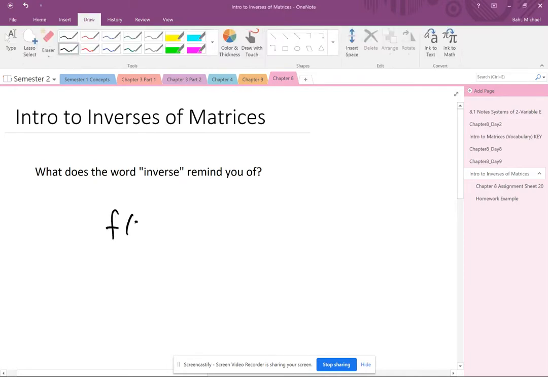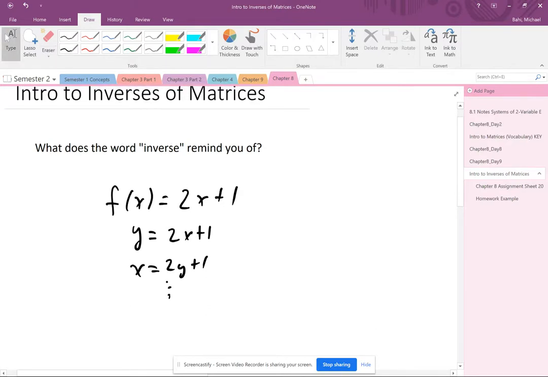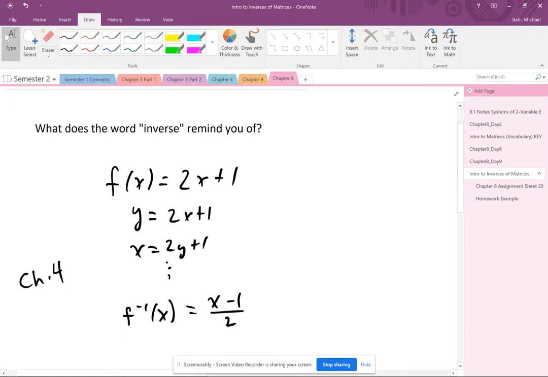say, we had f of x was 2x plus 1, and then we changed f of x to y, and then we switched x and y, and then we solved for y. And the resulting equation was the inverse that we wrote like this, which would have been, in this case, x minus 1 over 2. That was from chapter 4. That was the first thing we did in chapter 4 before we learned about exponential functions and logarithms.